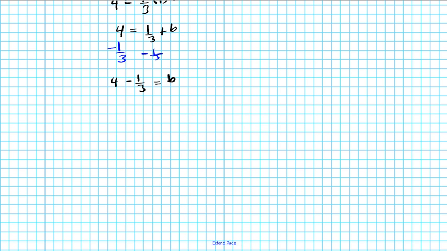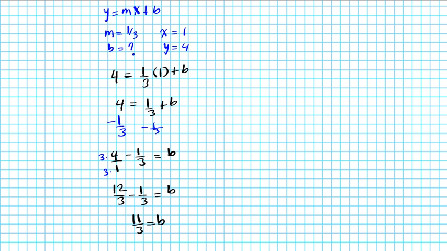Okay, so we're going to do some fraction work here. Make this over 1. What's the LCD of 3 and 1? LCD of 3 and 1 is 3. So I need to change the denominator of this 4 to 3, right? So to accomplish that, I just multiply by 3 top and bottom. Okay, so that gives me 12 over 3 minus 1 over 3 equals b. Subtract the top, you have 11 over 3 equals b. So that's the b that I need to write my equation in slope-intercept form. So b is 11 over 3.